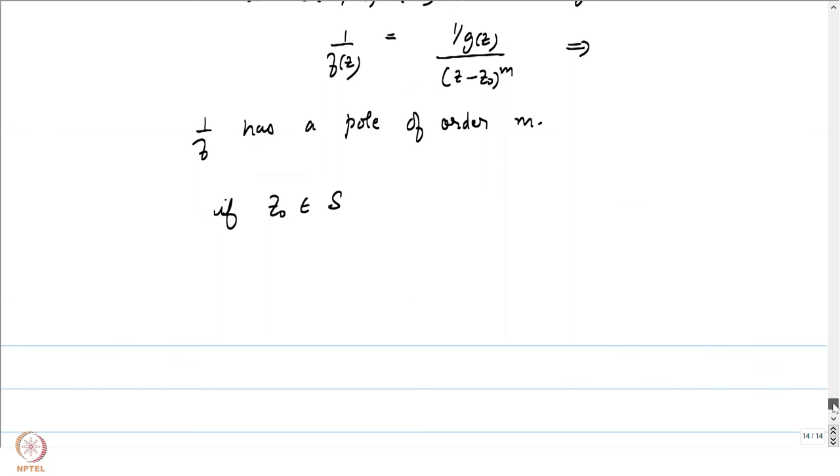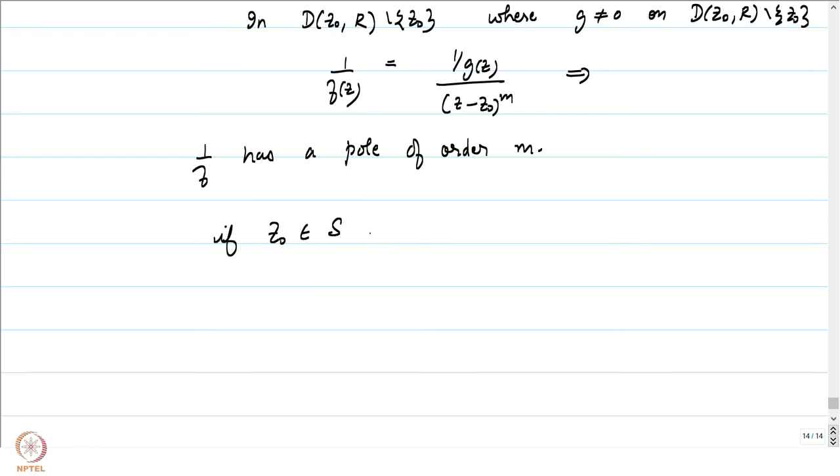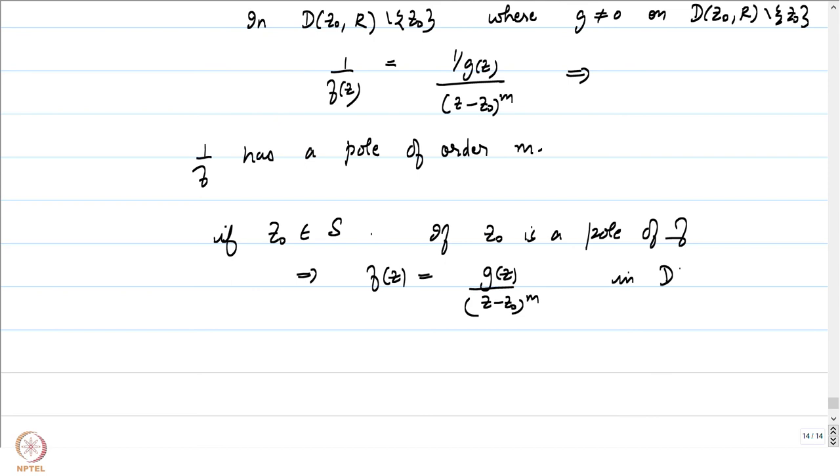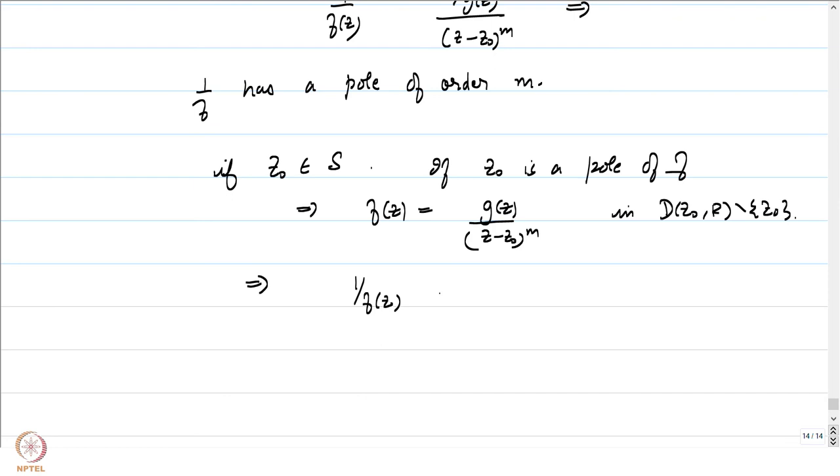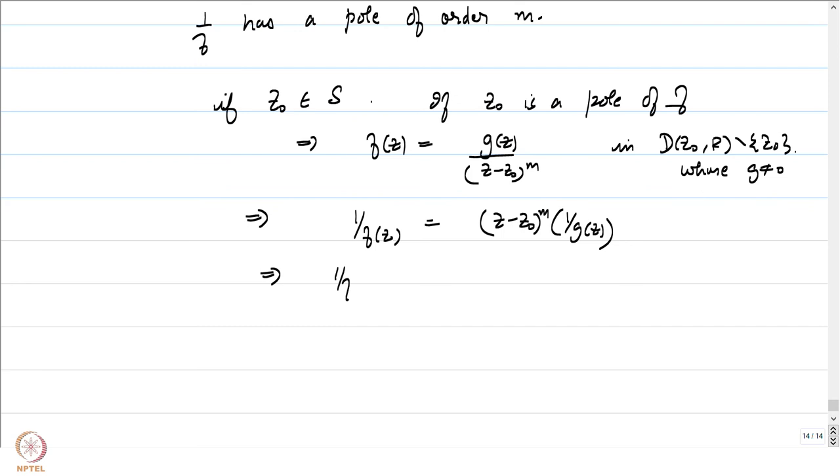Now, let us pick a point in capital S. Capital S to begin with was either a removable singularity or a pole. If z0 is a pole of f, what does that mean? That means that in a neighborhood, f of z is going to be equal to some g of z by z minus z0 to the power m in some neighborhood D(z0, r) minus z0, where r is small enough so that g does not vanish here, and therefore, we can write 1 by f of z to be equal to z minus z0 to the power m times 1 by g of z. We can always assume g is not equal to 0 on D(z0, r) minus z0 by shrinking our r if needed. And therefore, this tells us that 1 by f has a removable singularity, in fact, it has a zero of order m at z0. That is precisely what we can conclude by looking at this.